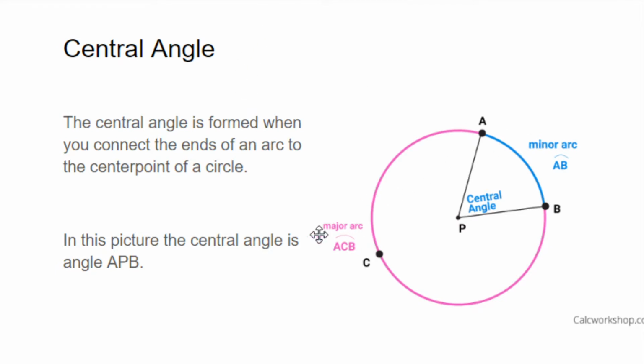So now let's talk about central angle. The central angle is formed when you connect the ends of an arc to the center point of a circle. So if you take A and B as our endpoints of an arc and we connect it to the center point of the circle, our central angle is right in there. It's the angle that butts up against the center point of our circle. So in this picture, the central angle is APB.